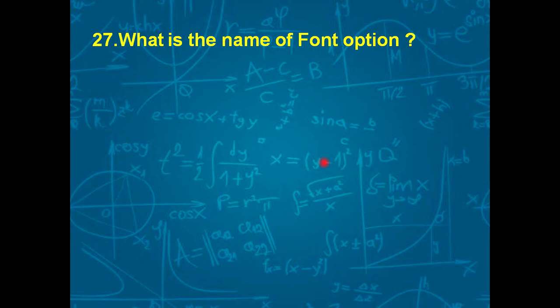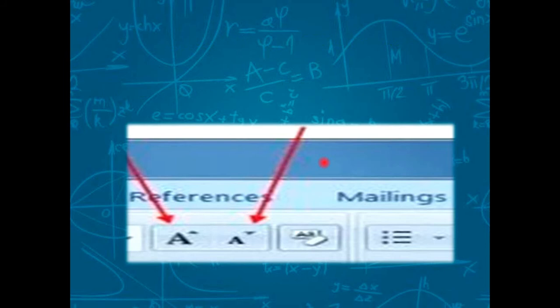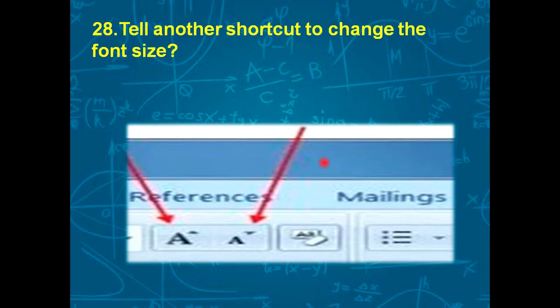Meaning, where you take the font option from, what is the name of that box? Font group list, and it is a drop down list. Group means because we have many options, not one option, that's why we always say the font group option, because it provides you the color, size, style, everything including highlighter. So that's why this is called the font group. Here is the font group.